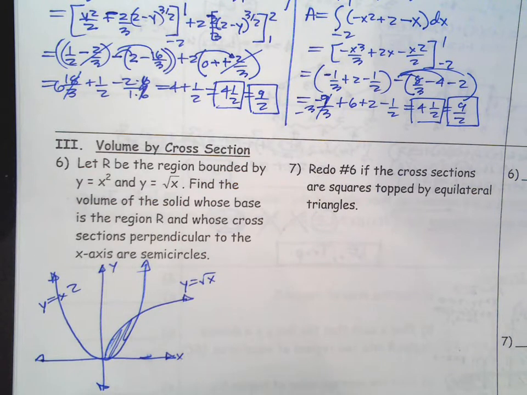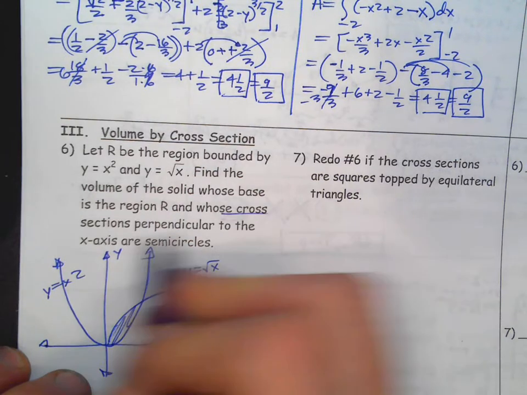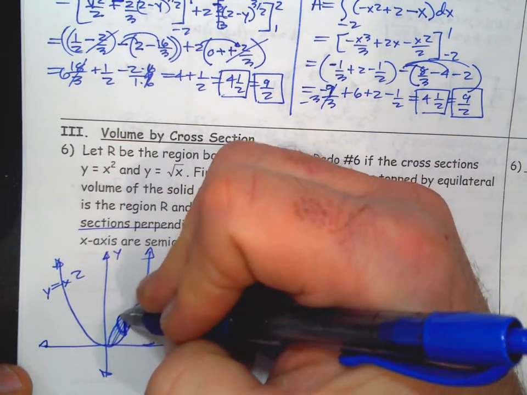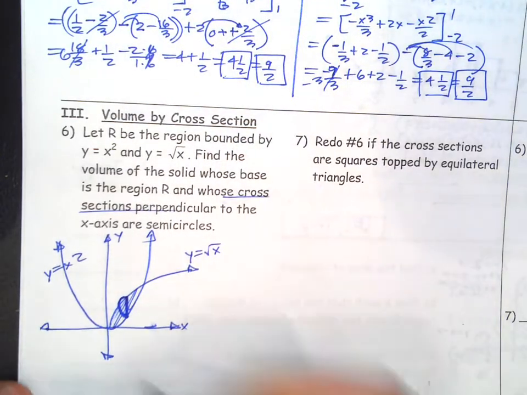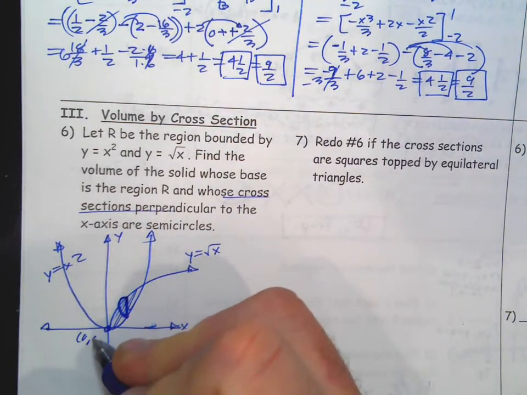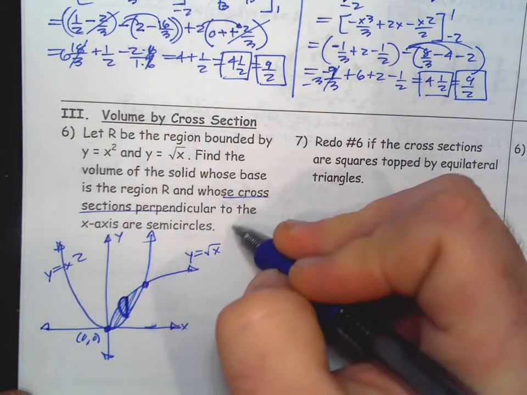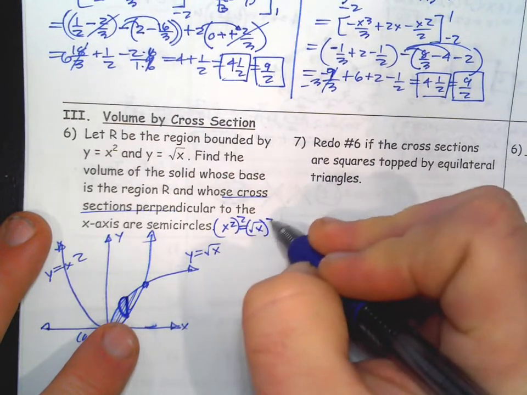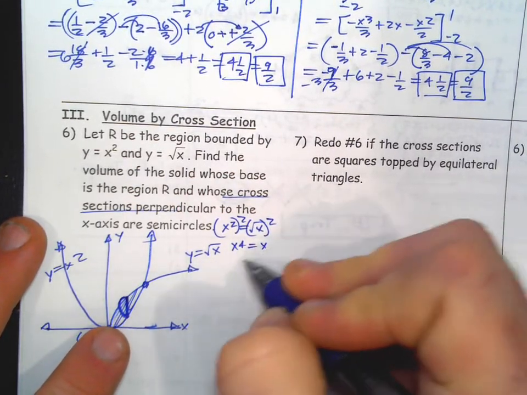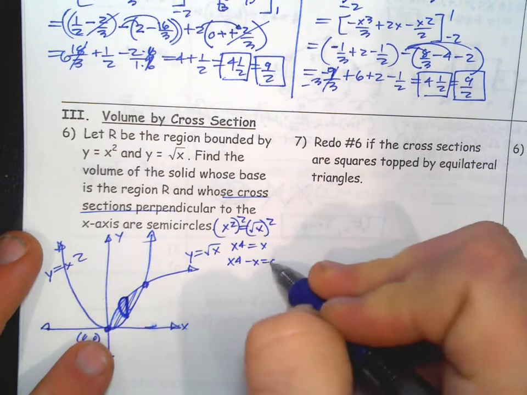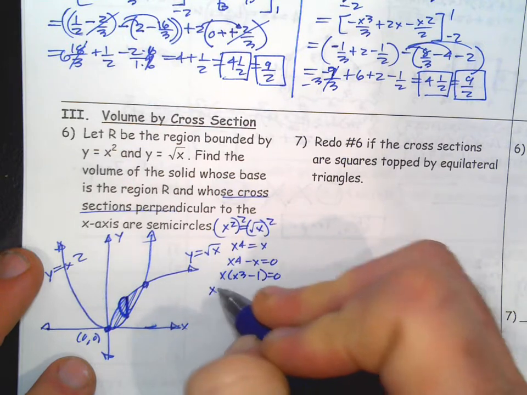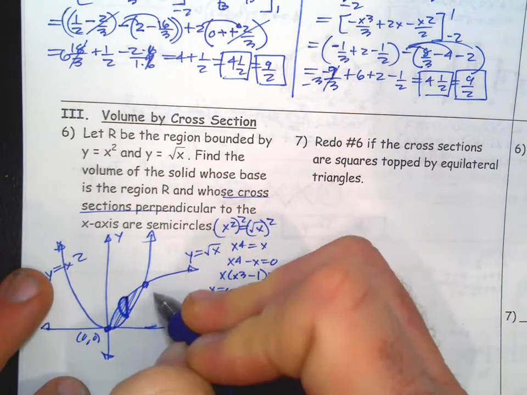And then find the volume of the solid whose base is this region. Cross sections are perpendicular to the x-axis, so they're going to be vertical and they are half circles. Okay, so this is volume by cross section. We need to find the intersections. I believe this is 0, 0. Both those are 0. If you set these equal to each other, x squared equals the square root of x, and you solve it, you get x to the 4th equals x. You move everything to one side. You factor it. And you solve, you get 0, and you get 1. So this is 1, 1.